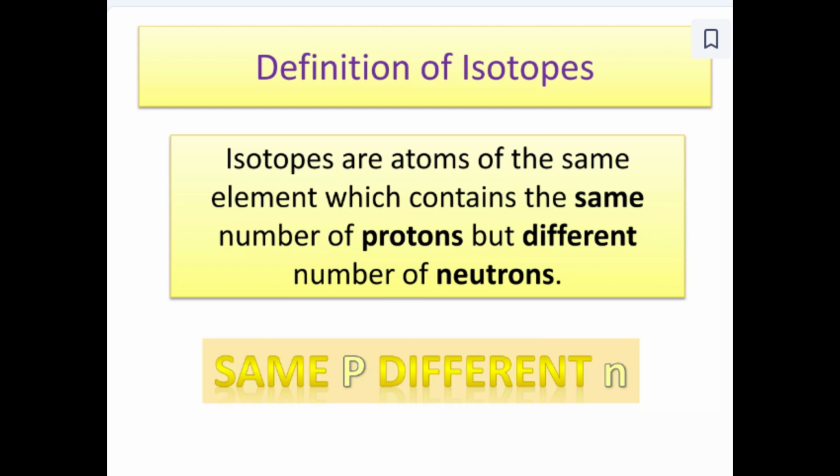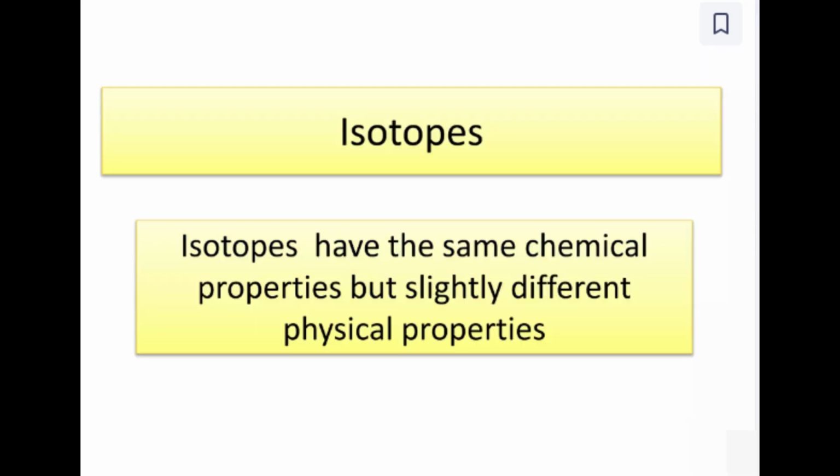Now let's look at how the properties of these three isotopes of oxygen differ from each other. We know that the chemical properties of any atom depend upon its number of electrons. As the number of protons is the same, and the number of protons is always equal to the number of electrons in a neutral atom, the chemical properties of all three isotopes of oxygen will be the same and the physical properties would be different.